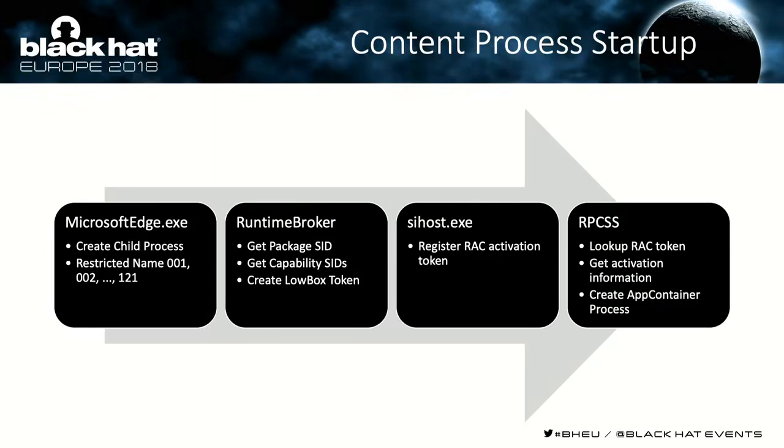Runtime broker will use the package seed and the capability seed to create a lowbox token, which is also called an IC token here. Then it will transfer the token and the creation request to SIHost. SIHost will register the token with RPCSS and request it to activate the app. Finally, a content process is started by RPCSS.